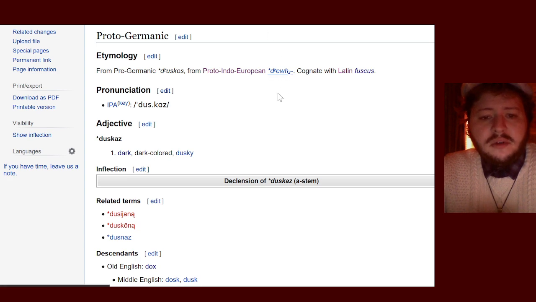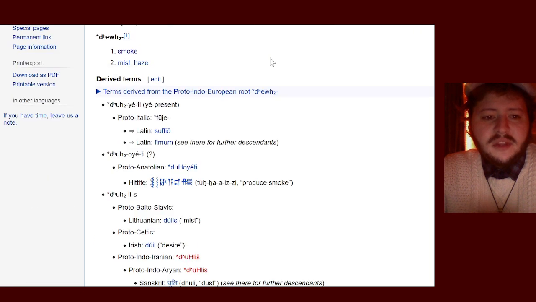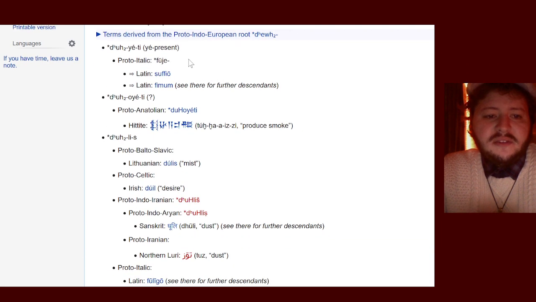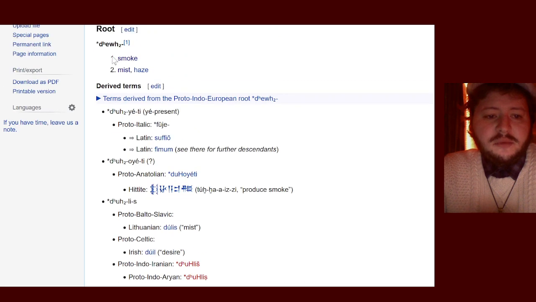And I go to the Proto-European root page just to look at different root extensions that come up and what they mean. So the meaning of the root seems to be smoke, mist, haze. And you can see different words that come from it with different root extensions. So with this, taking the root in zero grade where you actually take out the E and then the W becomes the syllable vowel U.